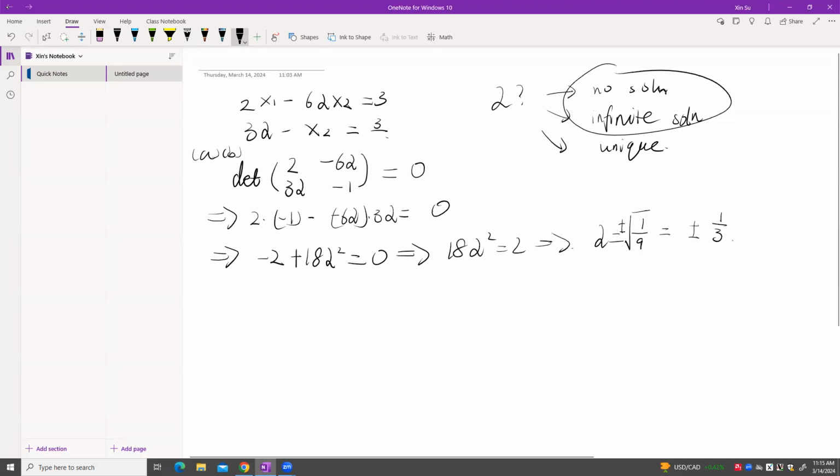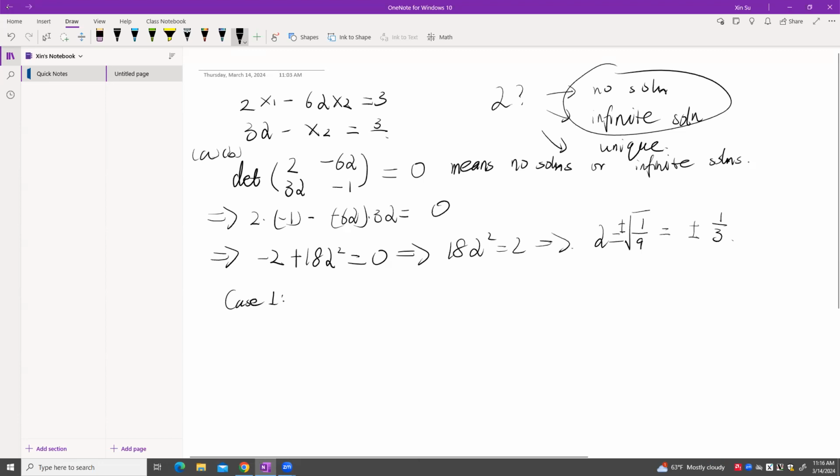And we know that for the determinant of the matrix, 0 means no solutions or infinite solutions. So now you have alpha equals positive or negative 1 over 3, and it means no solutions or infinite solutions, but you need to plug the alpha values into this system or matrix to see whether it is no solution or infinite solution.